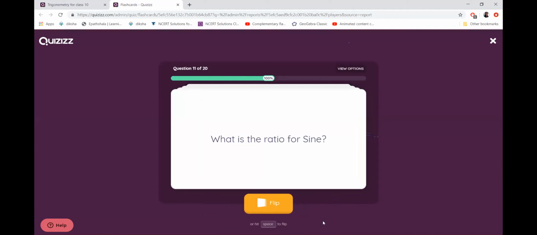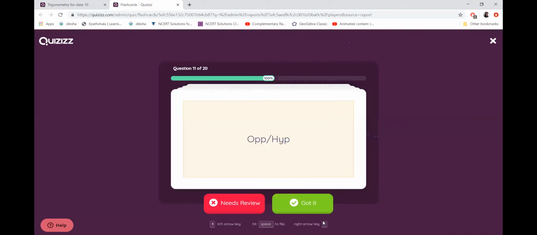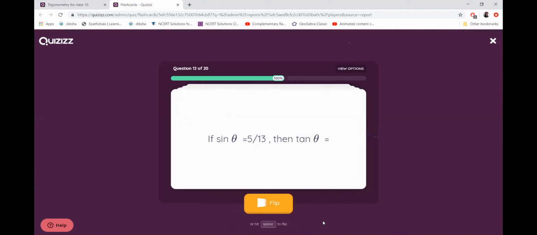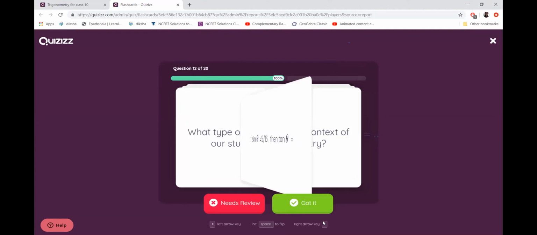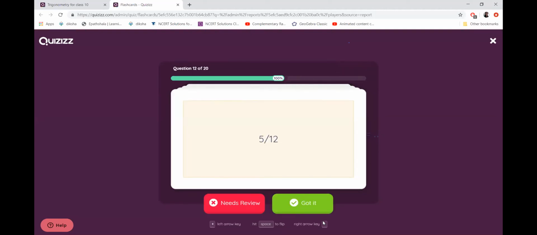Okay. What's the ratio of sine was asked? You should have done this. Then if the sine theta is given, you should draw the triangle, write down the ratios based on 5 and 13, 5k, 13k, is photogenic. Based on that, you will be getting your tan theta like this.